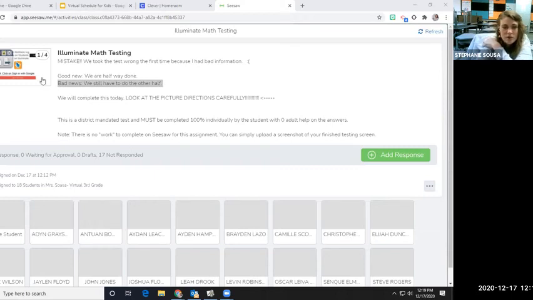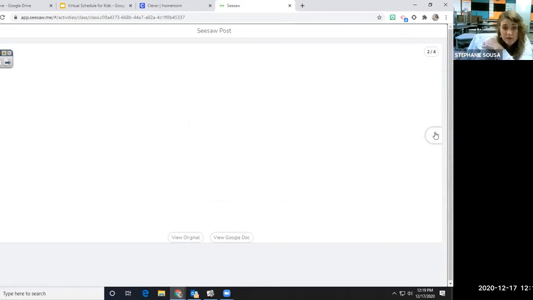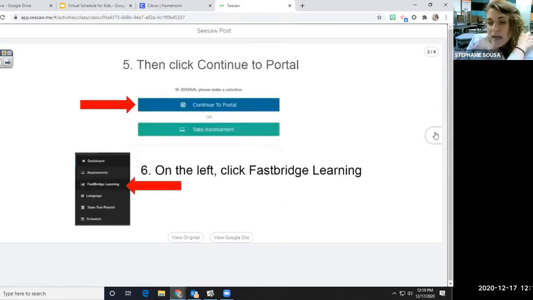Keep hugging yourself. Now, here's what's going to happen. You're just looking, not doing, because if you do, we might do it wrong and then we have to do it again. In a minute, not yet, I'm going to give you the link to LT Schools. You're going to click on Illuminate like we did last time. You're going to sign in with Google like we did last time. Don't click yet.